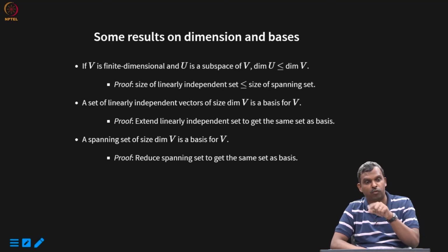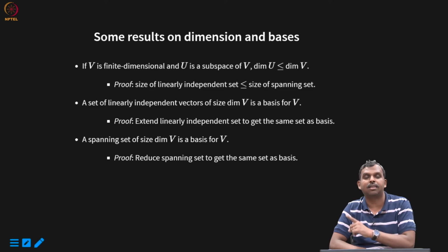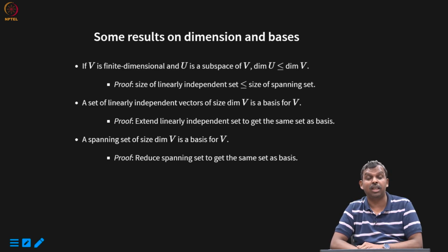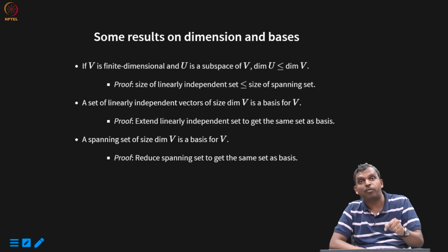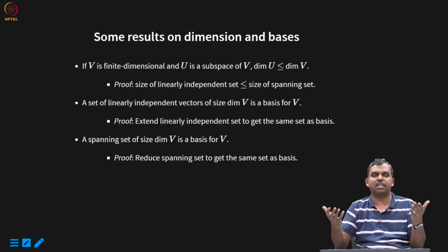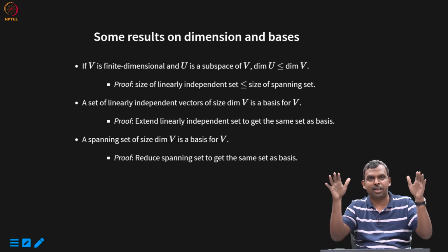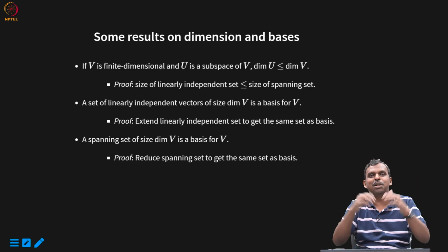If a set of vectors of size equal to dimension V, what do I mean by size? The number of vectors is equal to dimension of V, and it spans the whole space. So in F3, for instance, if you have 3 vectors which can span the whole space, they have to be linearly independent. So they become a basis. How do you do that? Again, you use the same thing. You take the spanning set and reduce it to a basis. Okay. Originally you started with dimension of V. When you reduce to a basis, you will also have dimension of V, which means nothing got reduced. It has to be linearly independent.